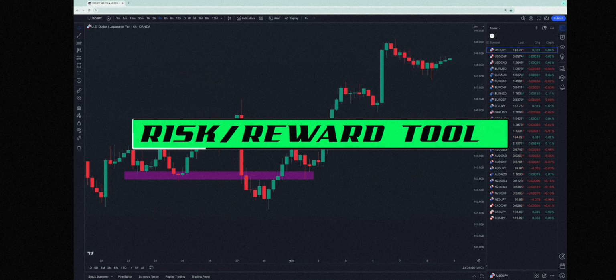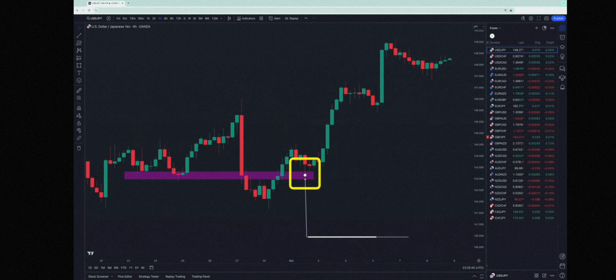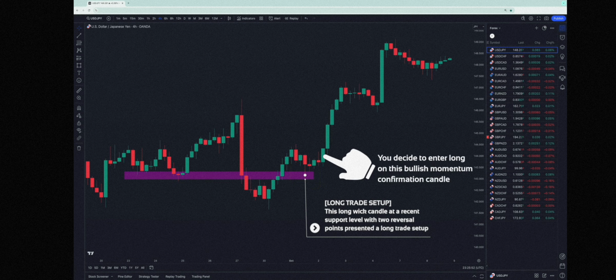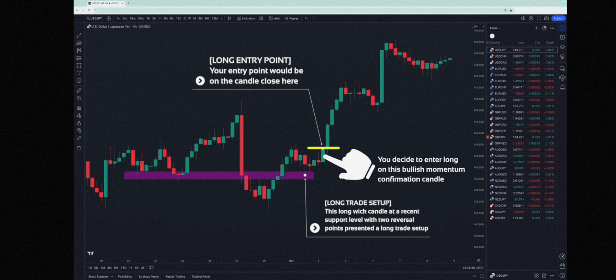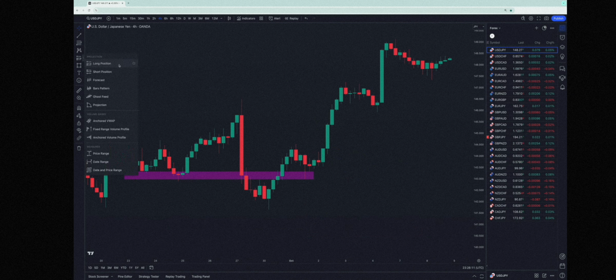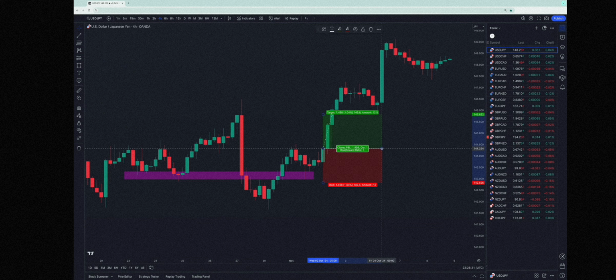Let's now show you how to use the risk reward tool. This long wick candle at a recent support level with 2 reversal points presented a long trade setup. You decide to enter long on this bullish momentum confirmation candle, meaning your entry point would be on the candle close here. To figure out your risk reward for this trade, on the left here, where it says forecasting and measurement tools, click long position. Then click on screen where you decide to enter the trade.